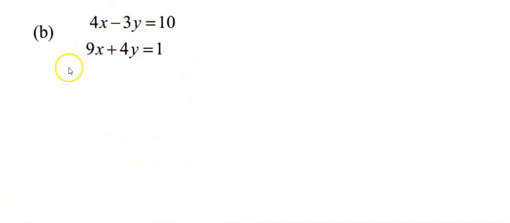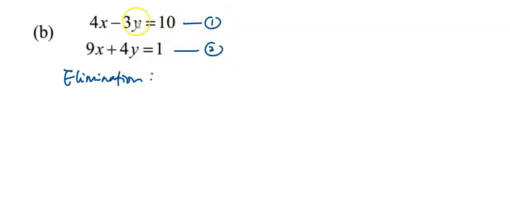For the second example, I'm going to use the elimination method to solve this system of linear equations. To use the elimination method, we need to find a variable with the same coefficient. So look at the x. We have coefficient 4 in the first equation, and coefficient 9 in the second equation, so it cannot be the same. Then we check the y. y has coefficient negative 3 in the first equation, and coefficient 4 in the second equation. So we need to make it the same.